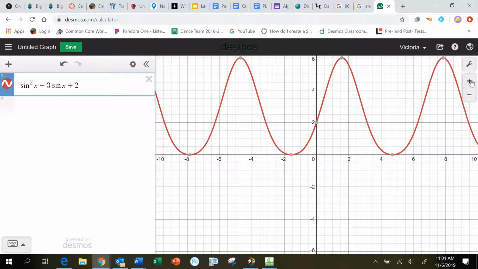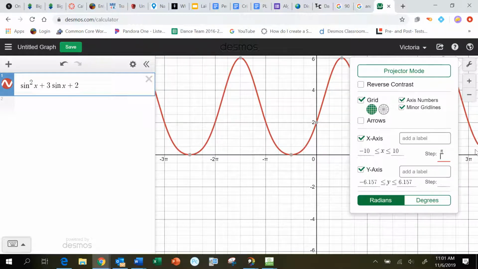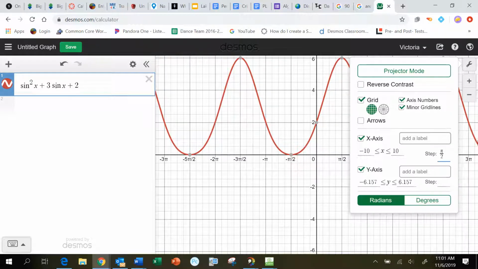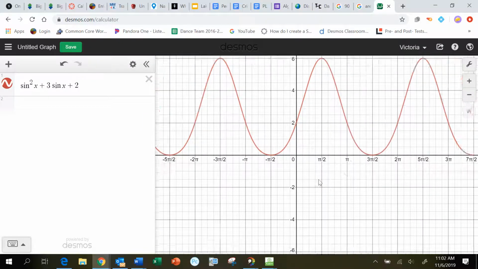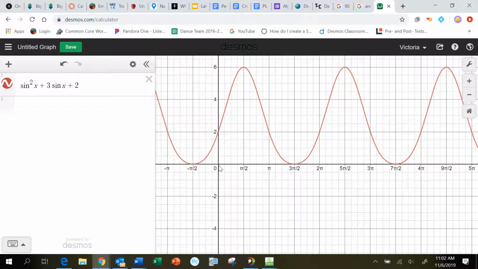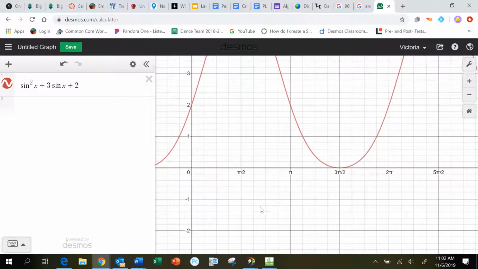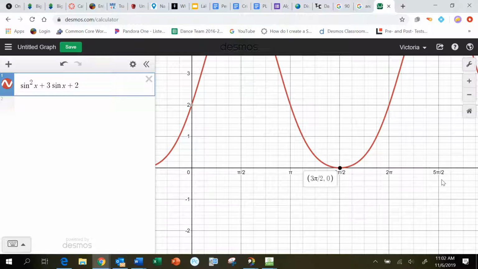Then we should change our step value to count by pi over 2 so that we can actually see that it is in radians, and we're going from 0 to 2 pi. So we're only looking at from 0 to 2 pi. We're just looking that far. And from 0 to 2 pi, there's only one x-intercept, and it's at 3 pi over 2. So a good way to check your answers. Okay, next one.